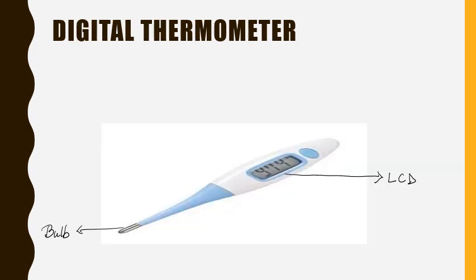Nowadays, to measure the human body temperature, a digital thermometer is used. The digital thermometer is an electronic device which measures temperature. A digital thermometer consists of a temperature sensor called a thermistor, whose resistance depends on temperature. When the temperature increases, the resistance increases, and when the temperature decreases, the resistance decreases.